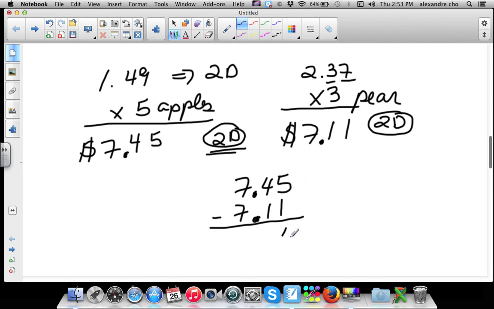So 5 minus 1 is 4. 4 minus 1 is 3. Bring the decimal down. 7 and 7 is 0. And the apples are more expensive by 34 cents. Okay.